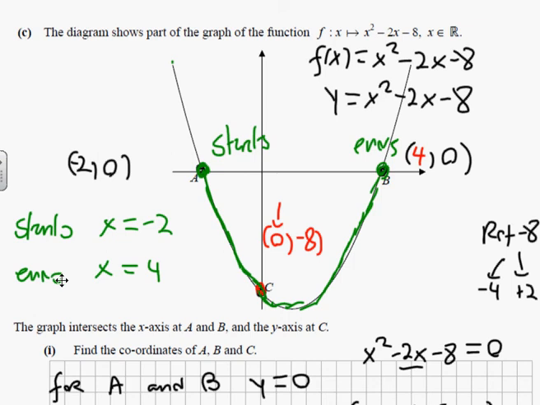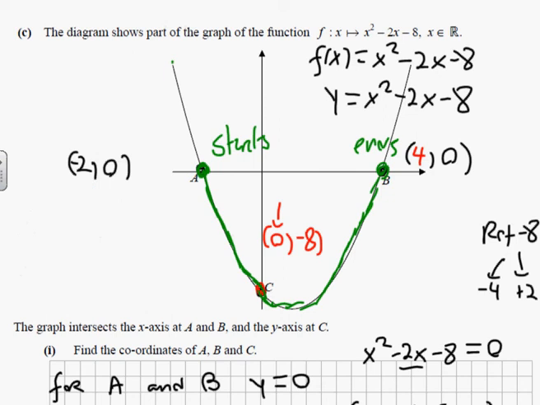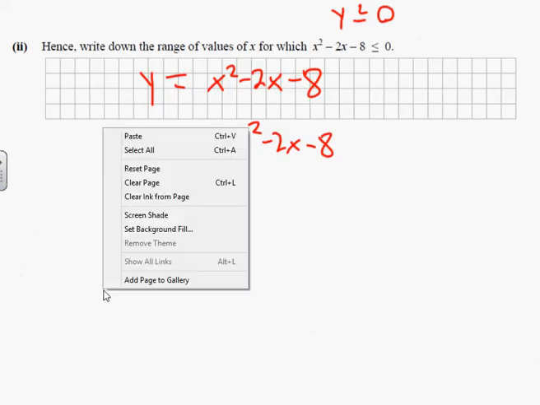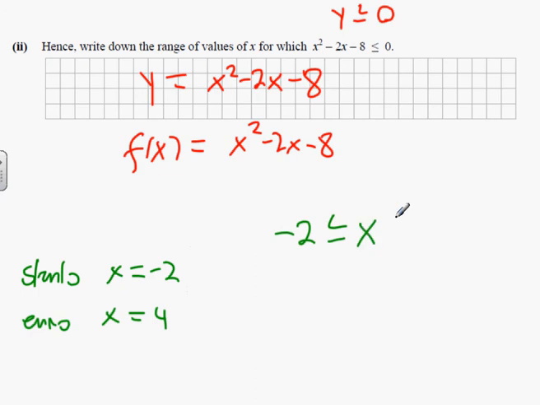Okay? So, what we have here, guys, is we have to express that as an inequality. Can anybody in class tell me how to express this as an inequality? -2 is less than or equal to x, which is less than or equal to 4.